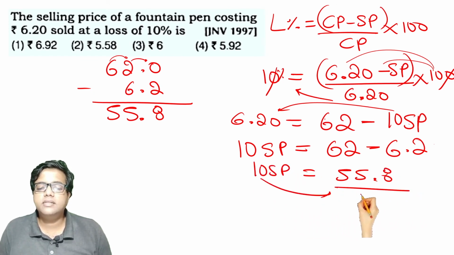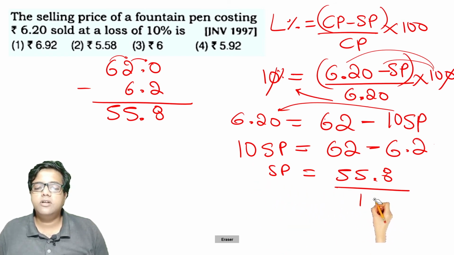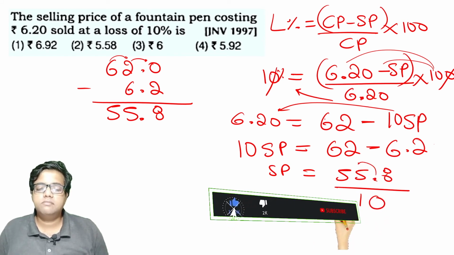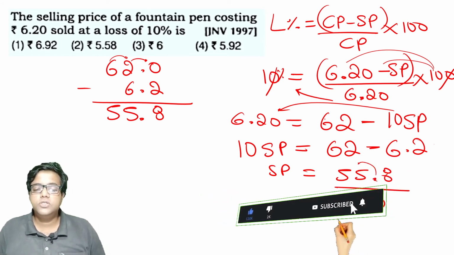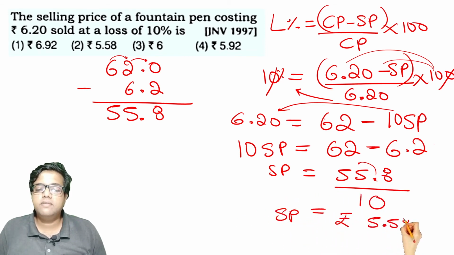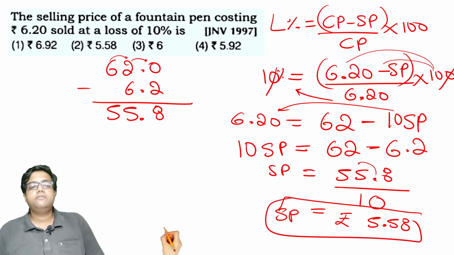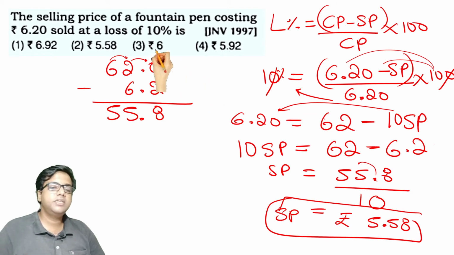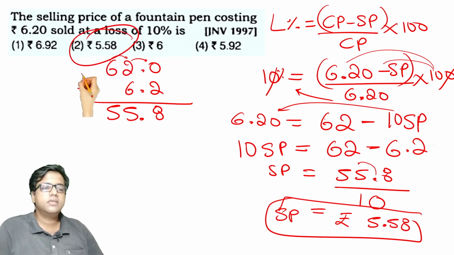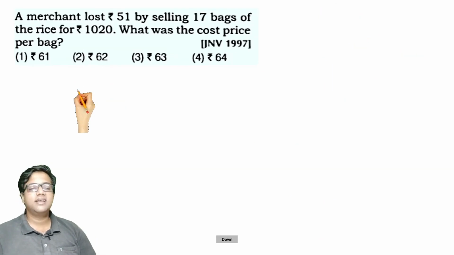Push that 10 in the denominator. So now in the denominator you have 10. So again this decimal point will shift to the left hand side. You will get selling price as rupees 5.58. The selling price of the fountain pen is 5.58, because of which he makes a 10% loss. Do we have it in our answer? Option 2 is the right answer.